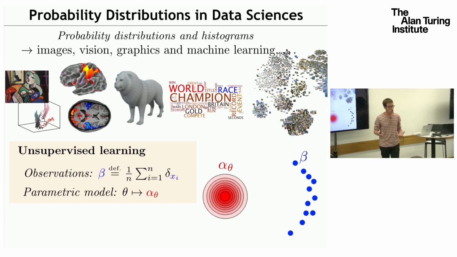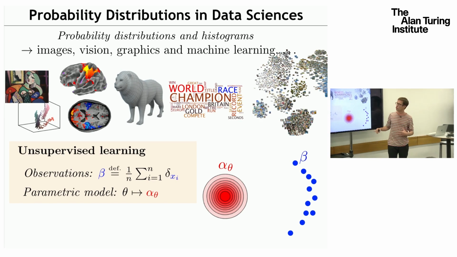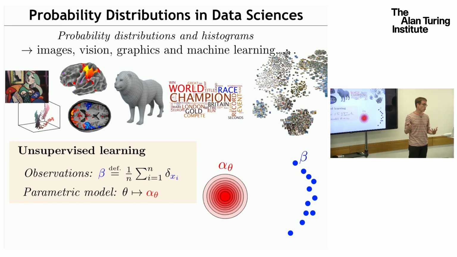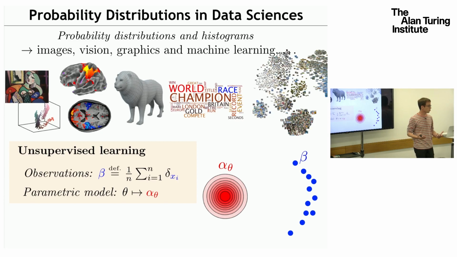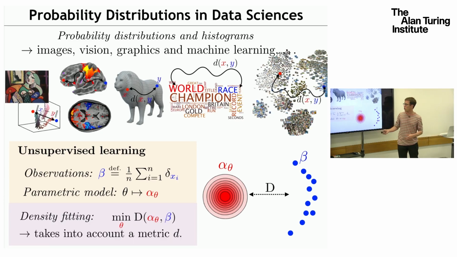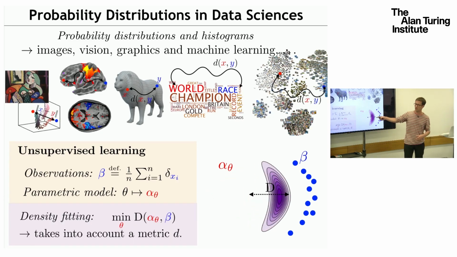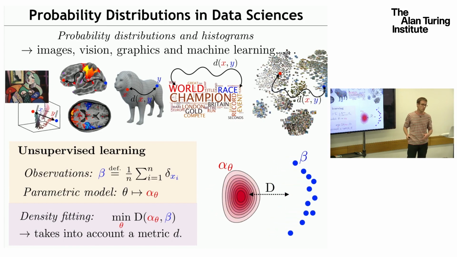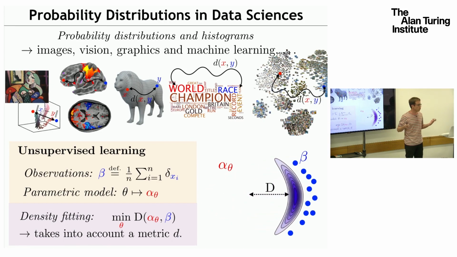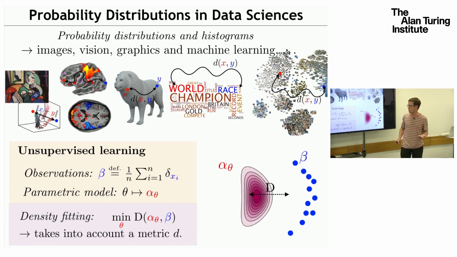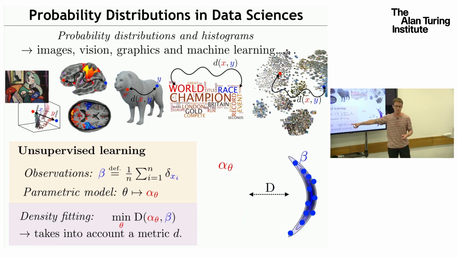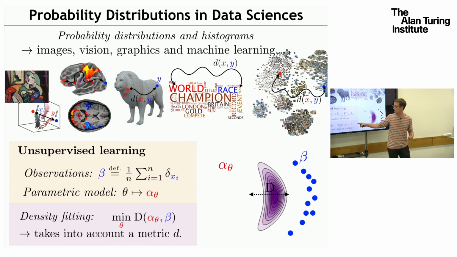A typical setup in all these problems, supervised or unsupervised, is density fitting or parameter estimation. You are given as input a huge collection of empirical observation points in a high-dimensional space, and you want to capture them using some parametric model. This would be some kind of density parameterized by some theta. It could be a simple model, but of course in high dimension, this would be a deep net model to parameterize the density. And you want somehow to make this parametric density as close as possible to your observations. Of course, you could frame this as an optimization problem where you want to minimize some discrepancy D between your model, alpha theta, and your empirical data.